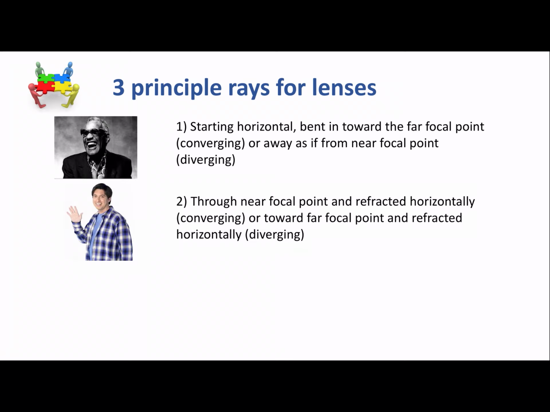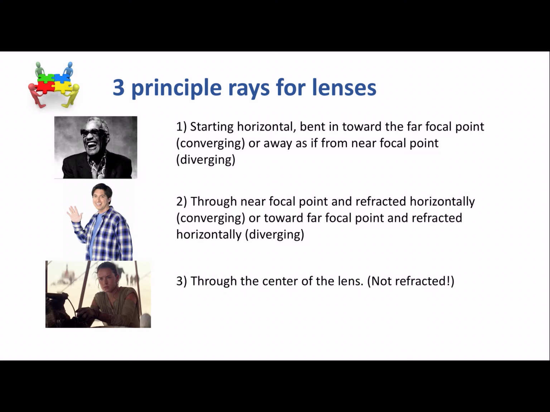Second principal ray, through the near focal point, the one on the same side as the object, and refracted horizontally. That's for a converging lens. Or toward the far focal point and refracted horizontally. Again, we'll see that one in practice very shortly. I think a lot of these, it's going to take some practice and some doing to actually figure out what these mean.